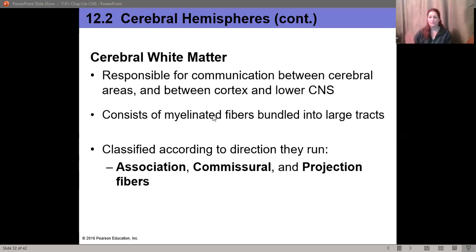For cerebral white matter, we've discussed the little gray folded areas, those 2 to 4 millimeters on the very exterior part of the surface. And now we're going to talk about the white matter. So white matter is made up of myelinated fibers bundled into large tracts. They are classified according to the direction they run. There are 3 kinds: association, commissural, and projection fibers.